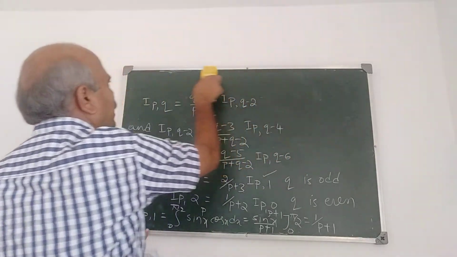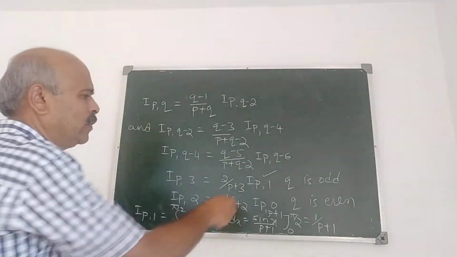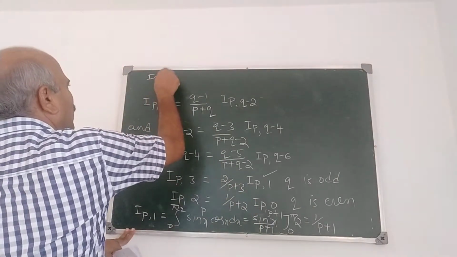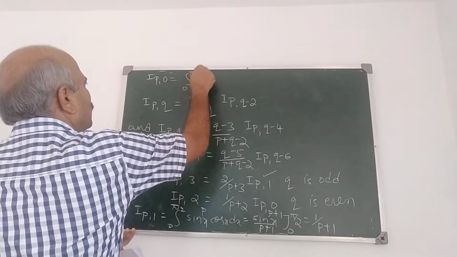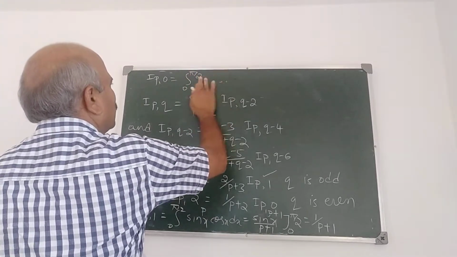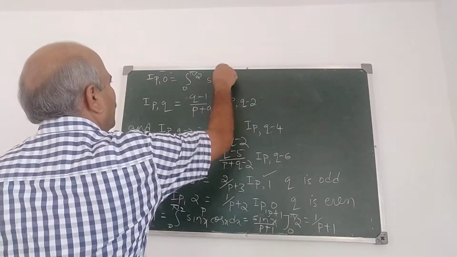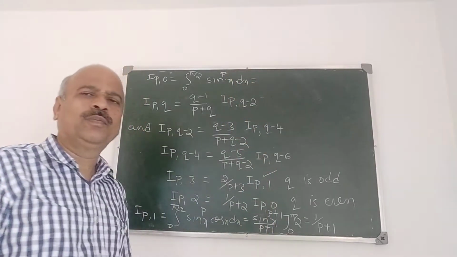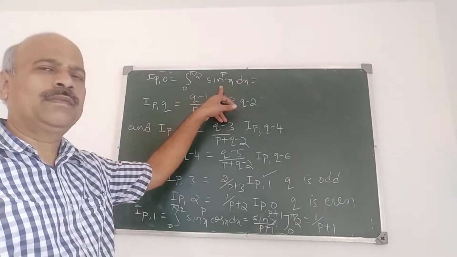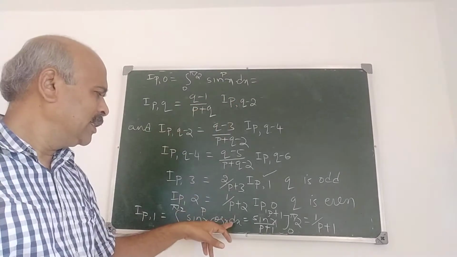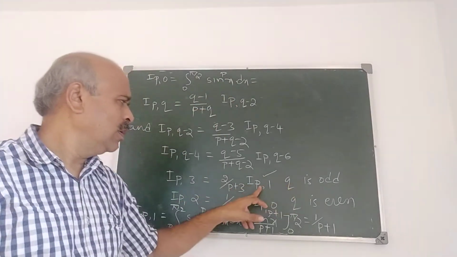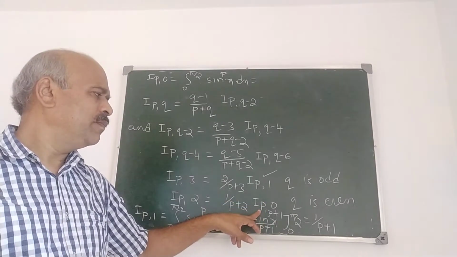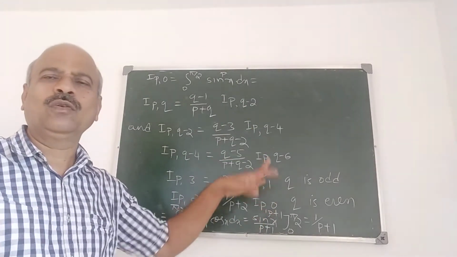Let us find out I_{p,0}, because when q is even we get I_{p,0}. I_{p,0} is the integral from 0 to pi by 2 of cos x, sin x raised to p and cos x raised to 0, so it is sin x raised to p with respect to x. Understand, when q is odd, we get I_{p,1}. When q is even, I_{p,0}. All this we have to substitute. I explain how to substitute.